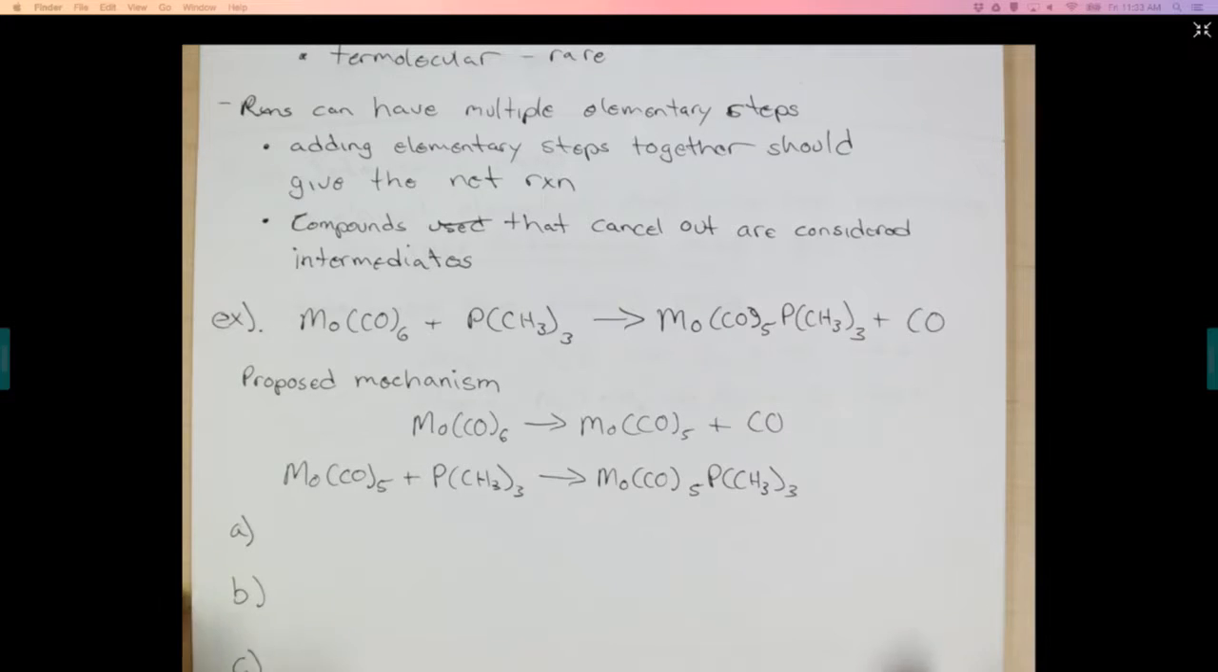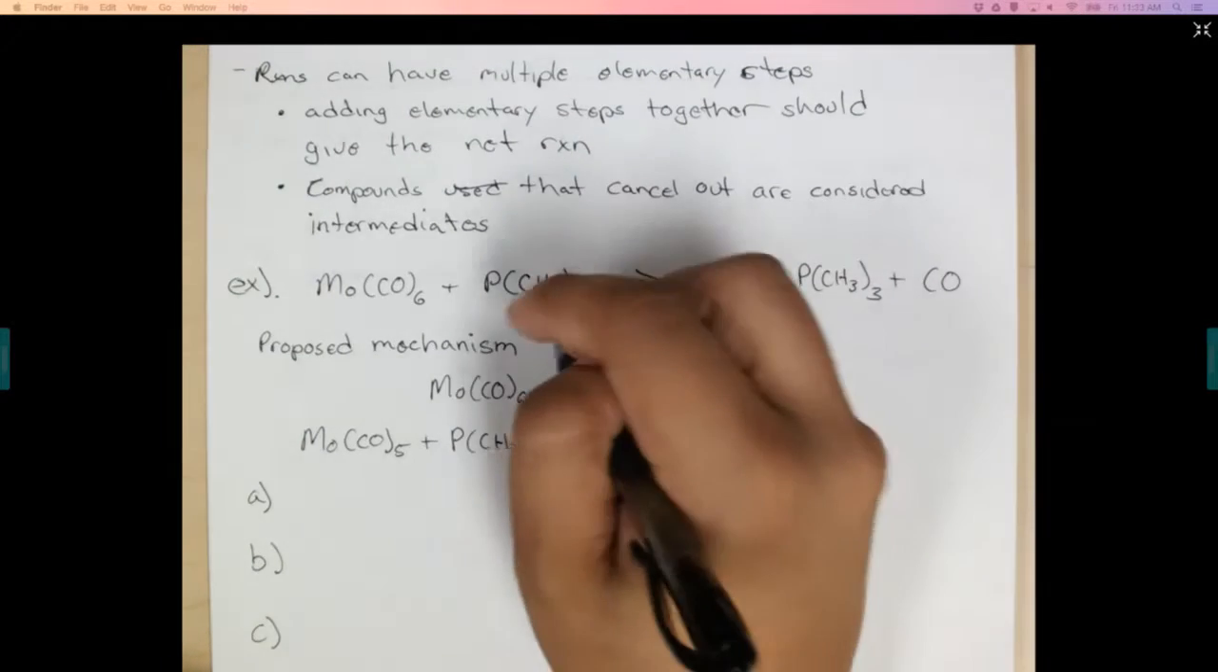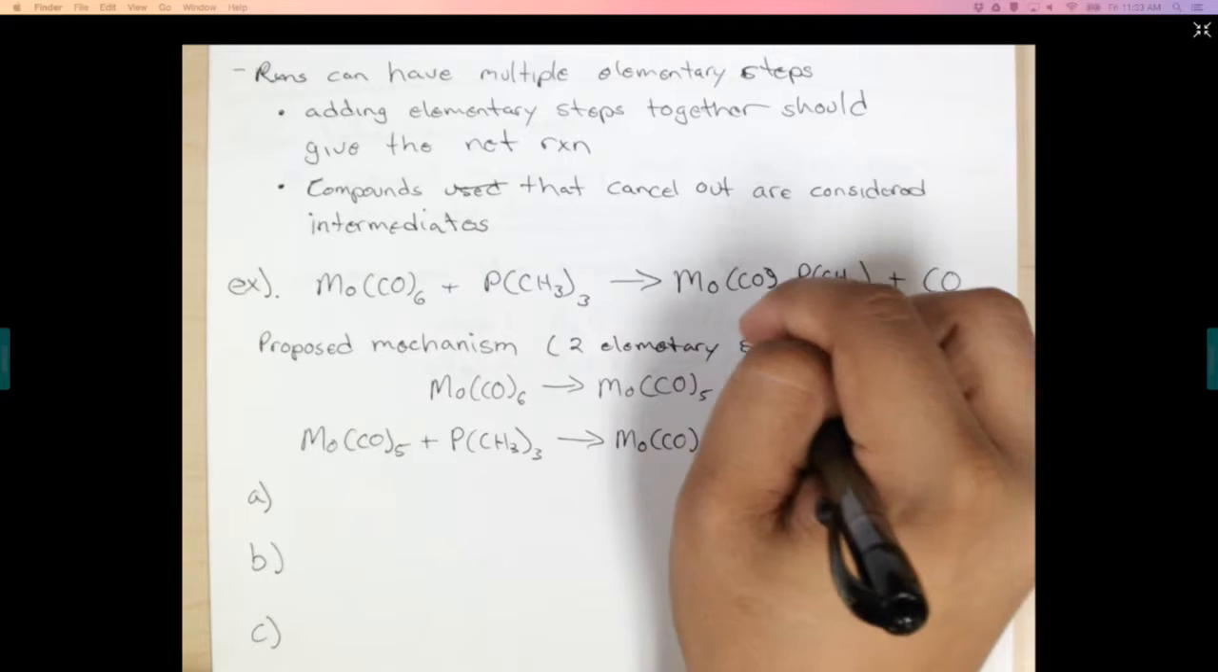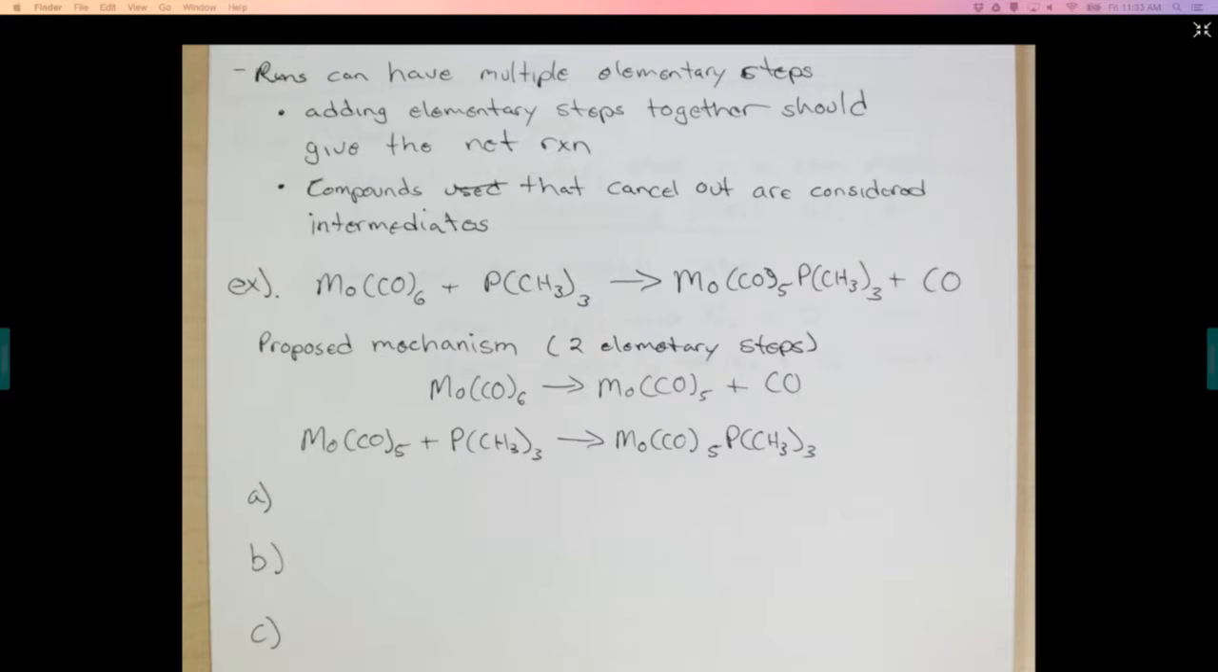And they propose that the mechanism is done in 2 elementary steps. And these 2 elementary steps are listed here and here. These are 2 separate, again, elementary steps. The first question in your textbook asks, is the proposed mechanism consistent with the equation for the overall reaction? Well, to determine that, we must cancel out anything that we find on both sides and then see if the overall reaction gives us what we have in the beginning.